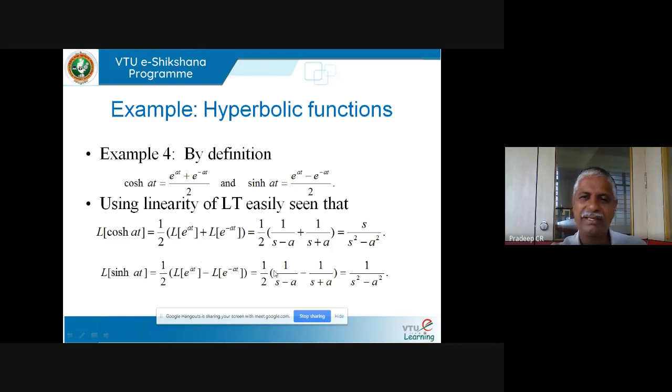The details are written down here. You can check. It just follows from the definition of Laplace and two properties of Laplace. One is Laplace of e power at, and another is that Laplace is a linear transformation. So Laplace of cosh at is half times Laplace of e power at plus half times Laplace of e power minus at. Both we have evaluated and written down. So you must remember this. Laplace of cosh at is s by s square minus a square. Laplace of sinh at is a by s square minus a square.